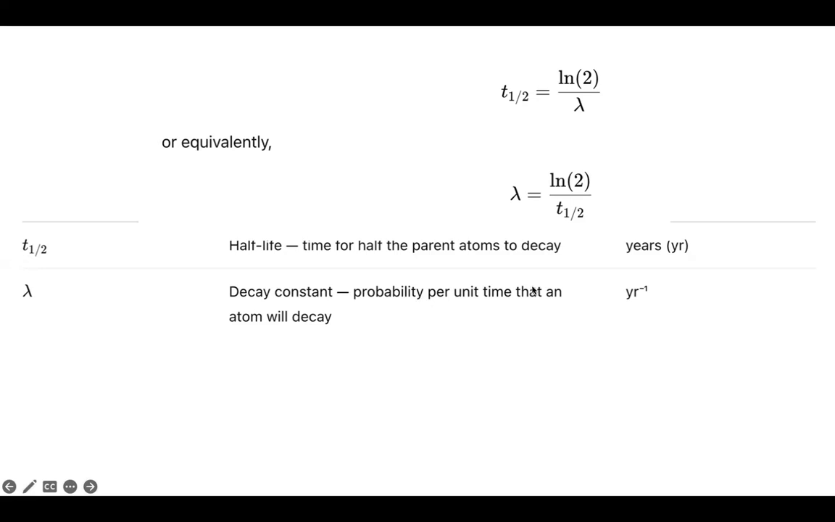It's a kind of probability. Probability per unit time. This half-life is the unit time, right? The probability per unit time that an atom will decay. That is how the lambda, the decay constant, is defined. We took it just as a constant just to remove the proportionality.